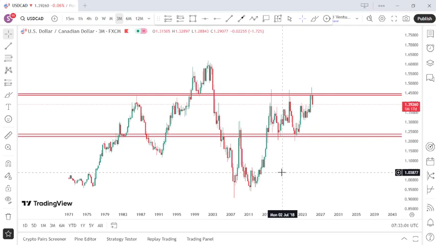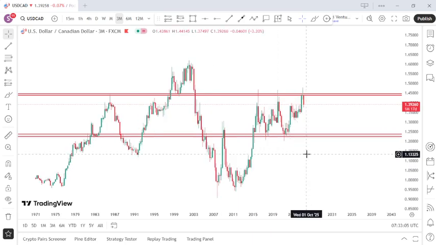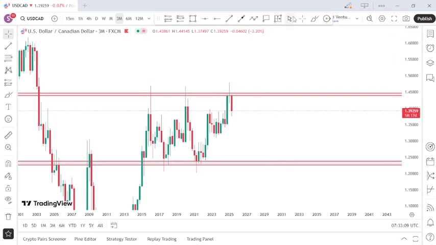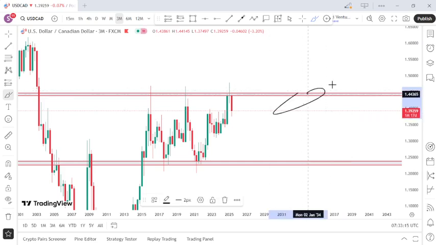Today is Wednesday, marks another trading day of the week. So let's get into the pre-market analysis. The first pair on the list is USD CAD. On USD CAD, I have a monthly, starting from the 3 months time frame.